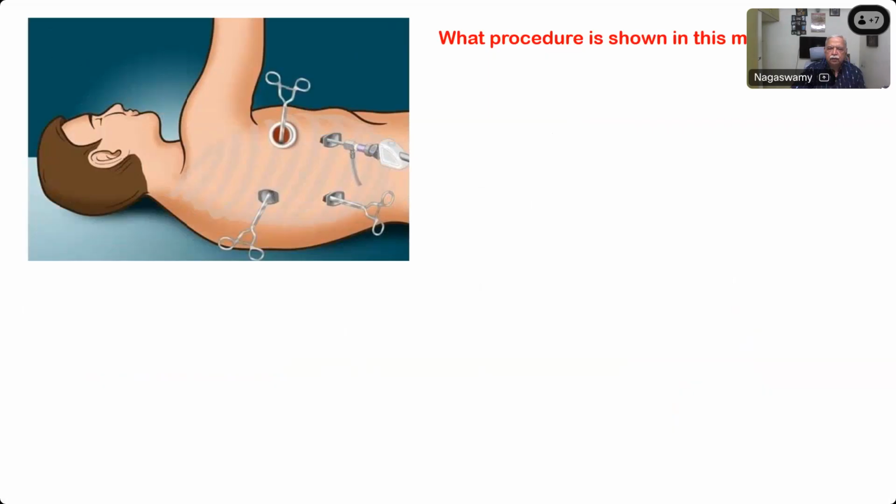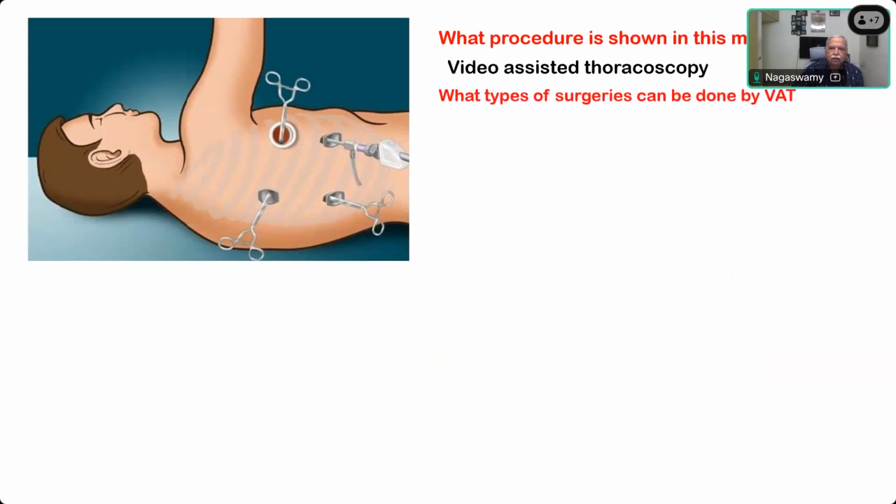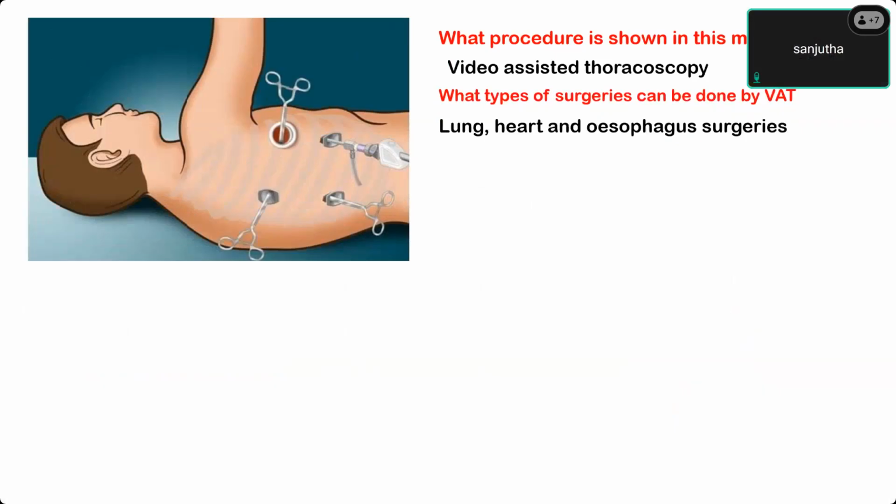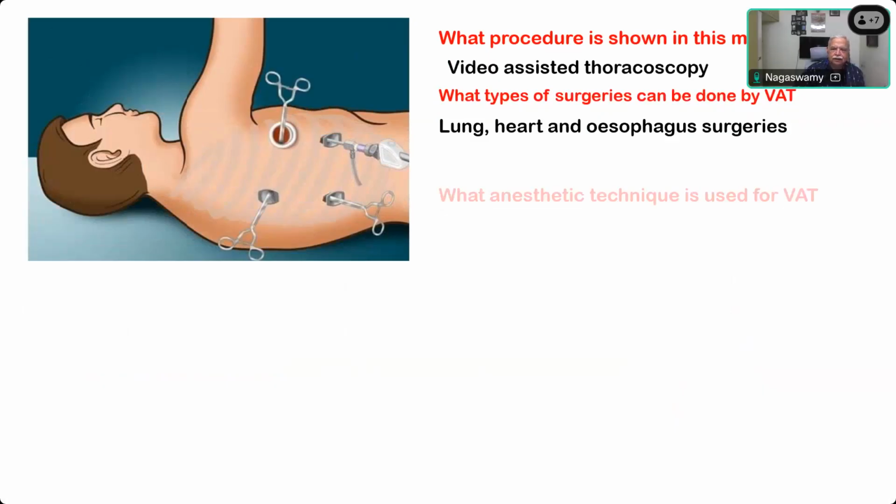What procedure is shown in this model? Thoracotomy. VATS, video assisted thoracoscopy. Okay, VATS, very good. What types of surgeries can be done by this technique? Pneumonectomy, esophagectomy, biopsy. You can classify them as lung, heart, or esophagus surgeries.